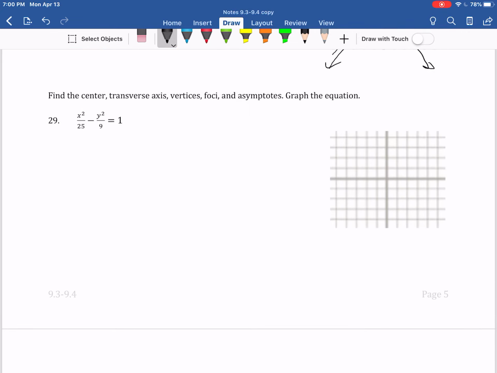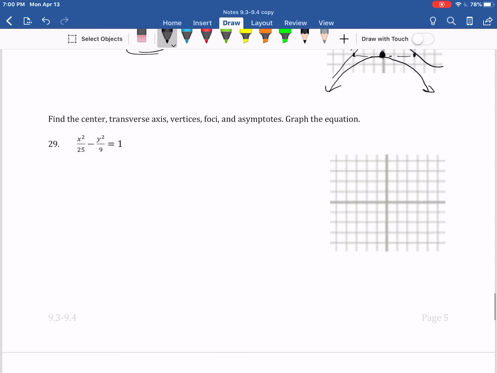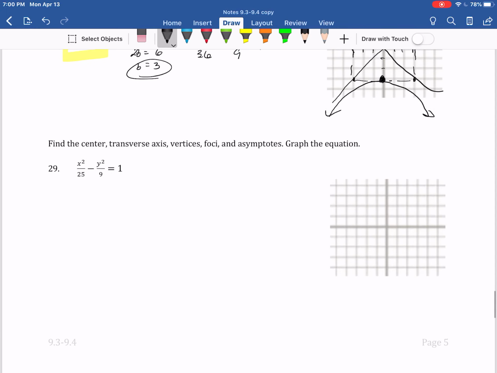So find the center and the transverse axis, the vertices, the foci, the asymptotes, all that good stuff. We have the equation of the hyperbola. We are going to notice that the x squared comes first. Therefore, your graph crosses the x-axis. The center, that's easy. Center will be (0, 0) for us. The transverse axis is going to be the x-axis, right? Because the x comes first.